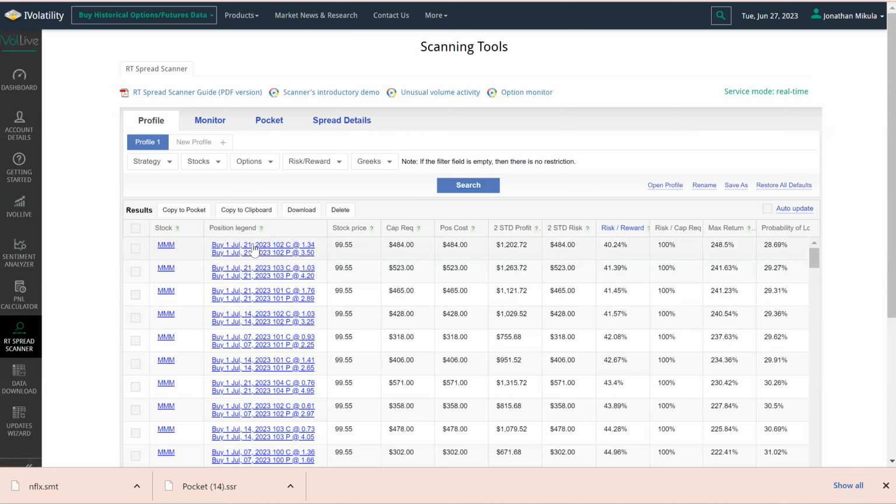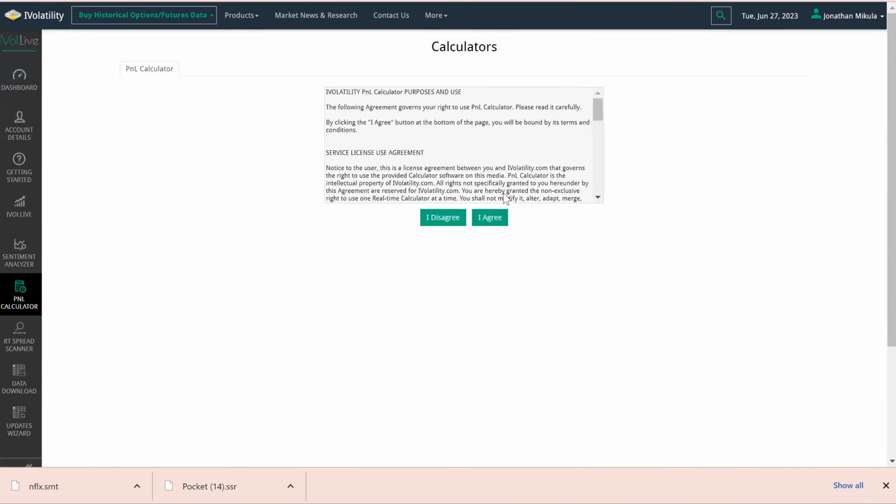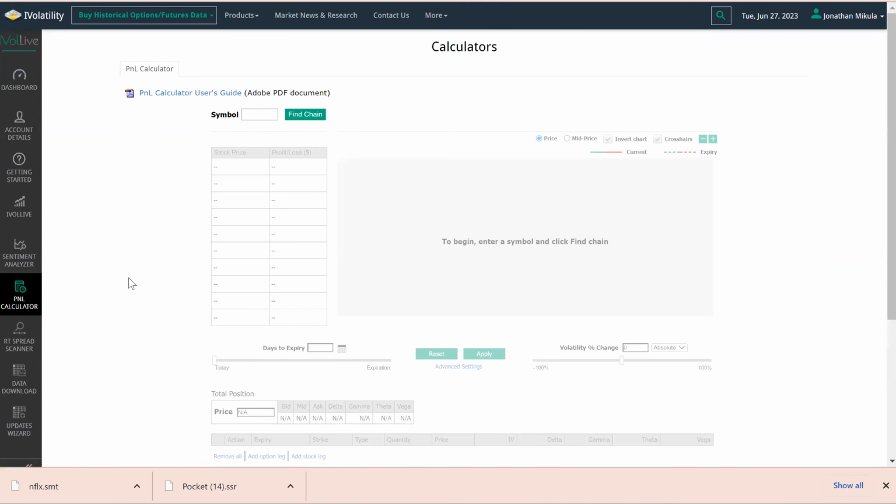And then once you have your favorite trade, you can run that through the P&L calculator. And then through the P&L calculator, it'll tell you exactly what your risk versus reward is. So what we'll do probably in our next week's session is we'll focus on P&L calc, because I think that could be a perfect tie-in to real-time spread scanner. So with that being said, I want to pause for any questions.